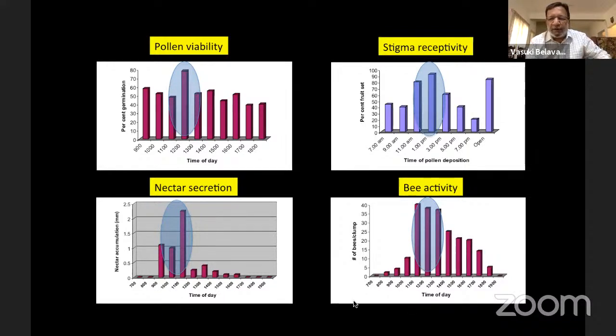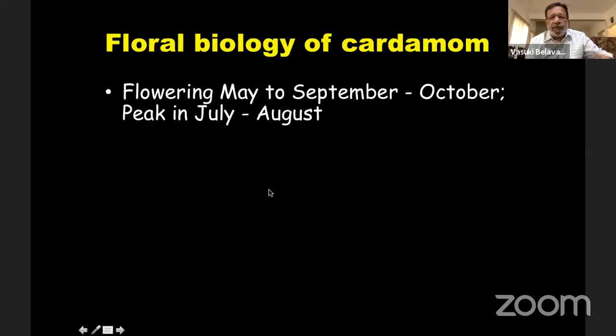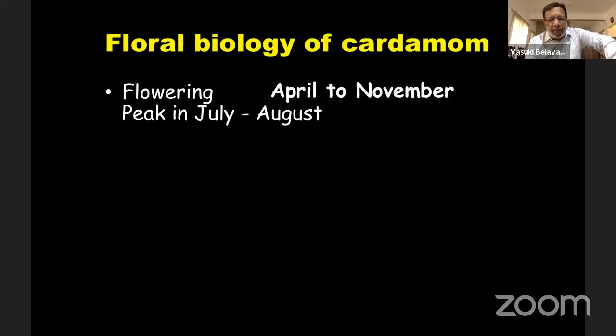And of course, we did a lot of other experiments with closed flowers and then allowing only bees to visit, and then what is the percent set and all that. So this is how the phenology of a plant can be used for studying the pollination of any plant. When we rewrote the floral biology of cardamom, the earlier information for flowering was May to September, October, but we found it from April to November, but the peak is in July, August.